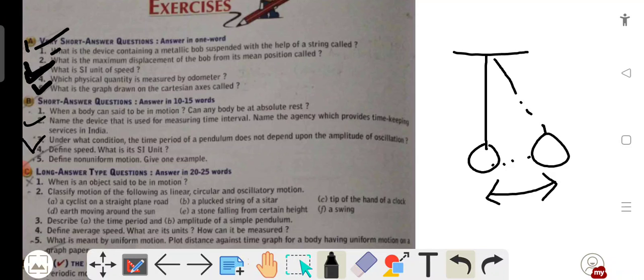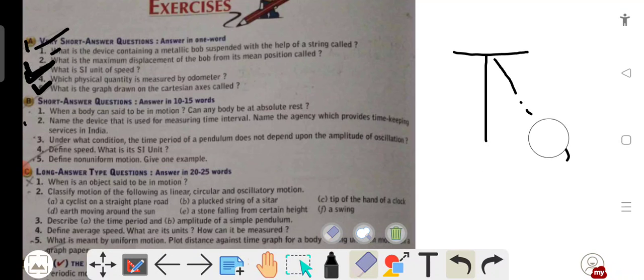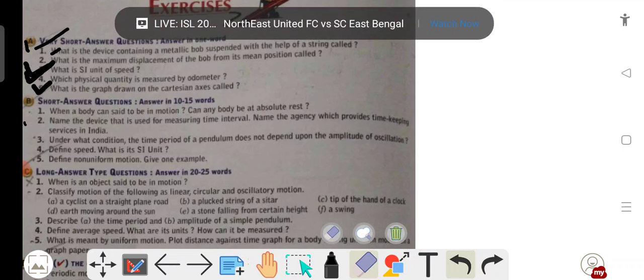Okay, now move on to the next question. Define speed. What is the SI unit? At first, define speed. Speed is the distance traveled by the object in unit time. It's called the speed. What is its SI unit? I already told you. SI unit of speed is meter per second.